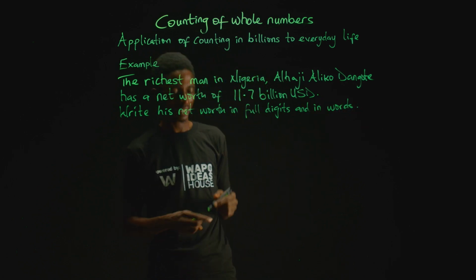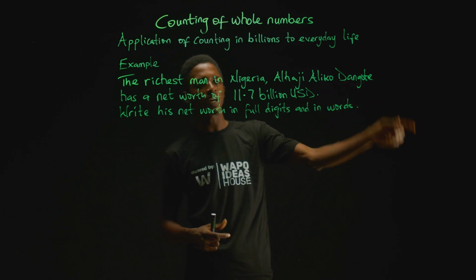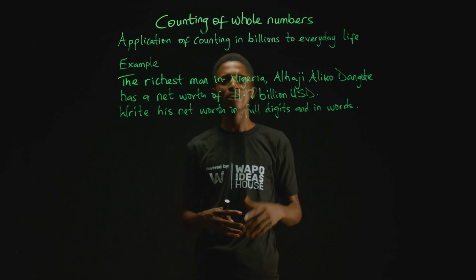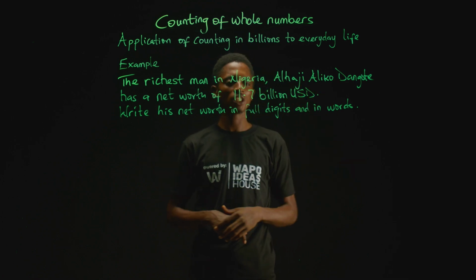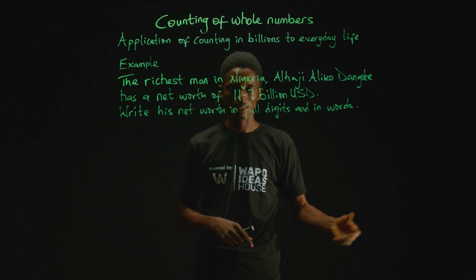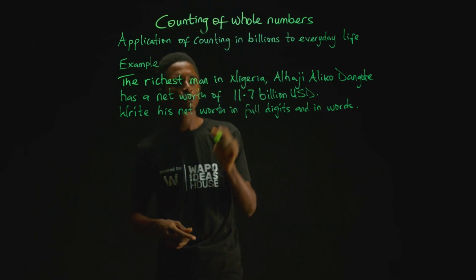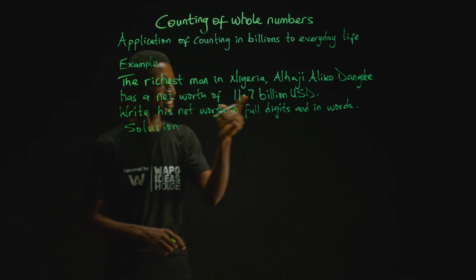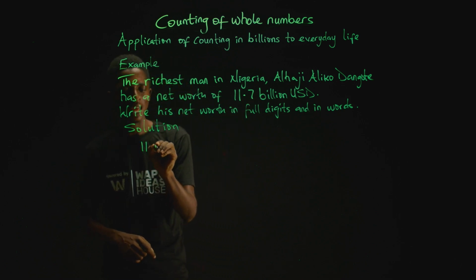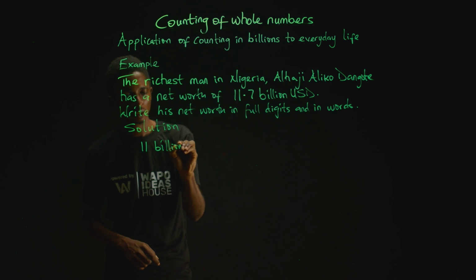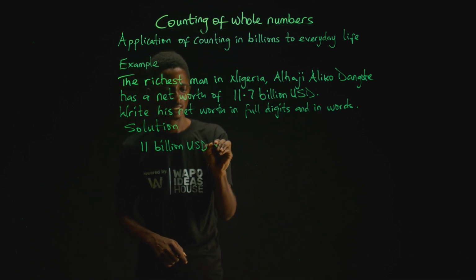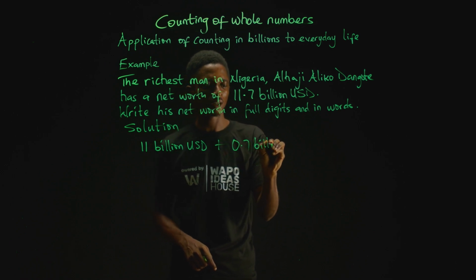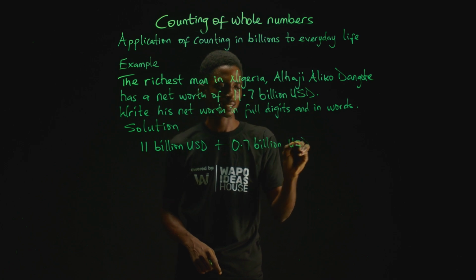So we are told to write the net worth of Alhaji Aliko Dangote, the richest man in Nigeria, from this 11.7 billion USD to the full digit form and then in words. Now to do this, we have to break this down. Solution. His net worth is therefore 11 billion USD plus 0.7 billion USD.